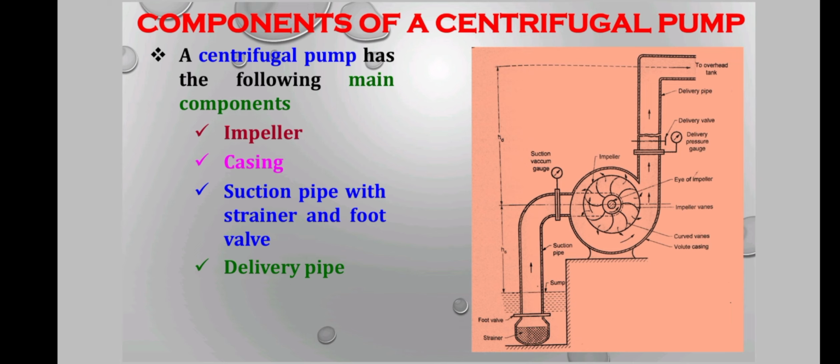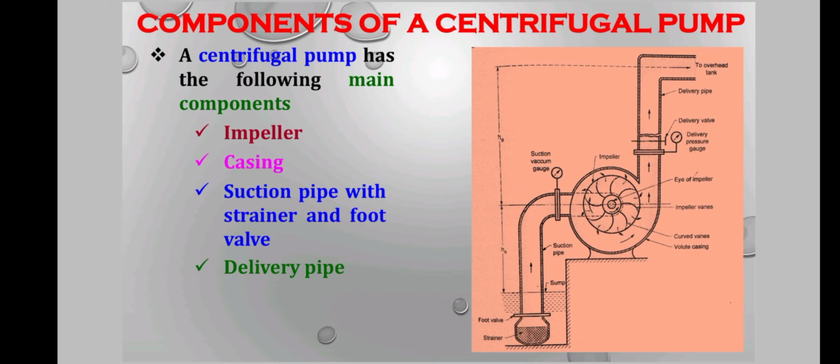Then the impeller rotates in the clockwise direction, and it rotates the water. It has curved vanes, a volute casing, and the impeller vanes. It also has an eye of the impeller. As it rotates, the water is then sucked to the delivery pipe. The delivery pressure is measured by the delivery pressure gauge, and the water moves to the delivery valve, then through the delivery pipe and finally to the overhead tank.